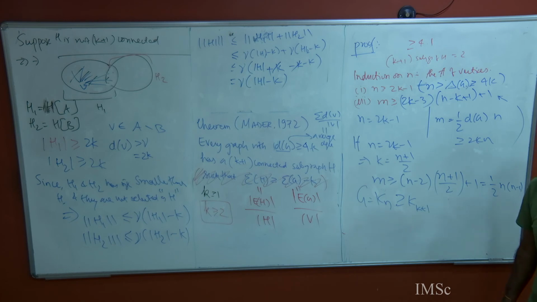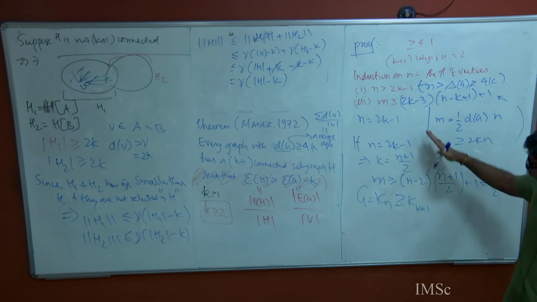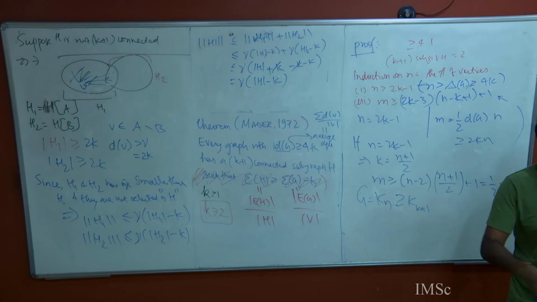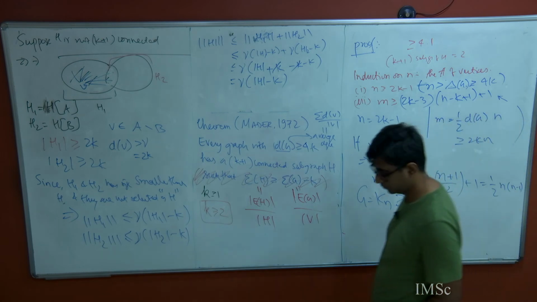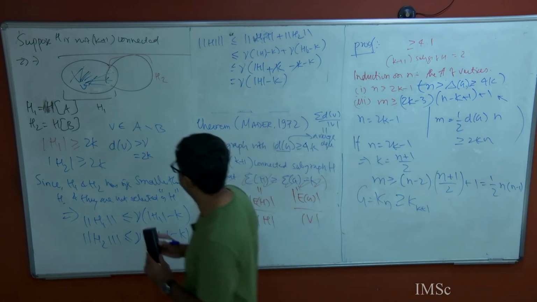Okay? But since I'm applying induction on n, I'm just trying to say that look, for all the base cases it is trivial. You get my point? Right? So all I was trying to show is that these base cases up to this are trivial because you get a clique. Okay.